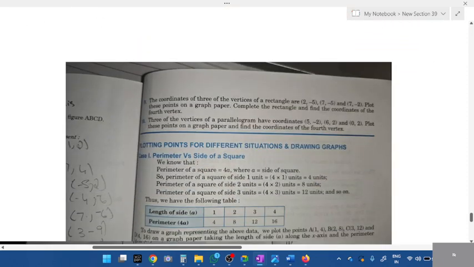Okay, last 2 questions, students. You all try this question. Try to plot these 3. In the 4th quadrant, we have to find the 4th vertex. See, you all practice these 2.